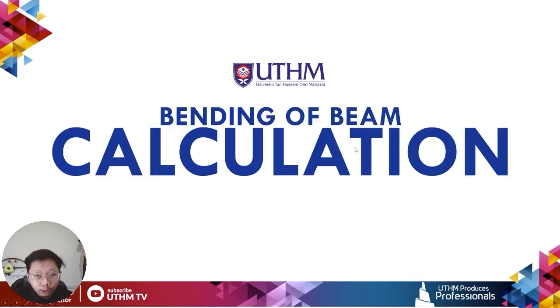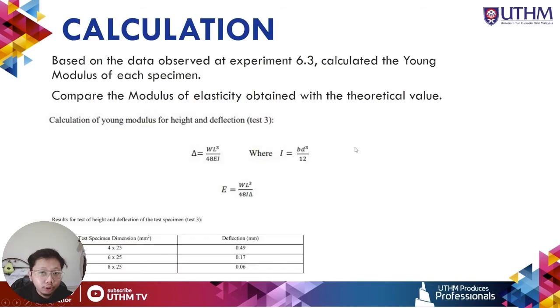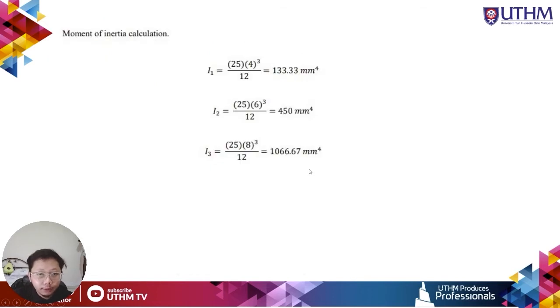We move on to calculation. For this calculation, we are going to focus more on test 3, which is to calculate the Young modulus of each specimen. After that, we're going to compare the modulus of elasticity obtained with the theoretical value. For test 3, from this deflection, we are going to find our E, which is our Young modulus. These are the formulas that we're going to use. First, we need to find our I, which is the moment of inertia. This is our calculation for moment of inertia. We get 133.23, 450 and 1066.67.